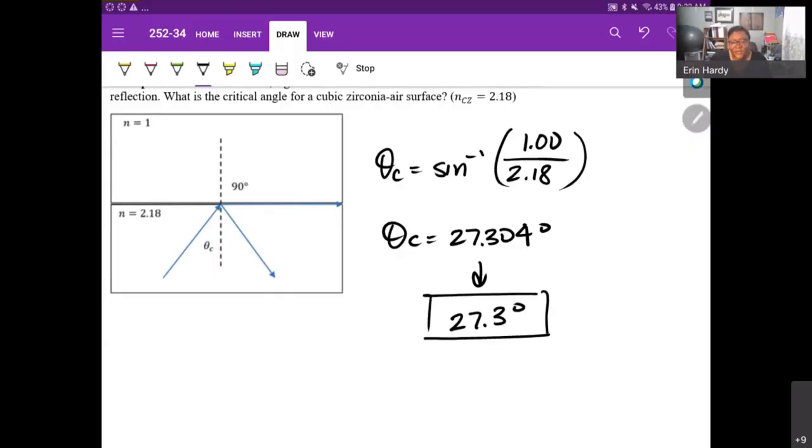So all angles of incidence greater than 27.3 are going to result in the light being captured inside the gemstone and undergoing as many total internal reflection events as you can achieve. The more you could achieve, the more brilliant that stone would look.